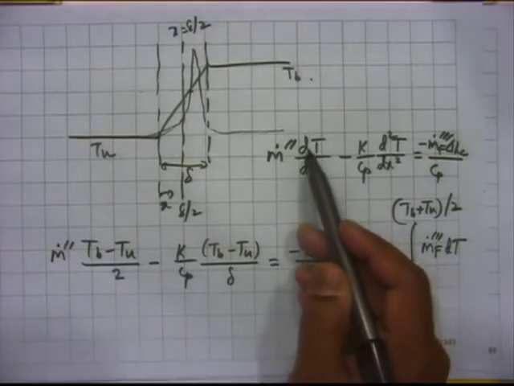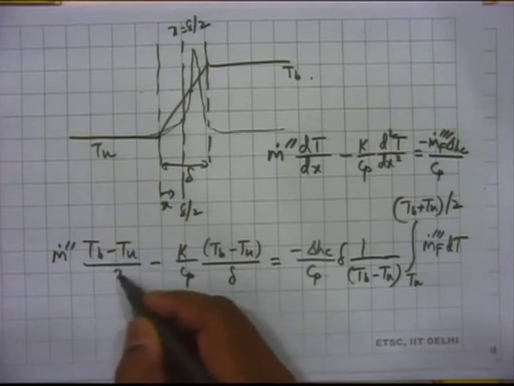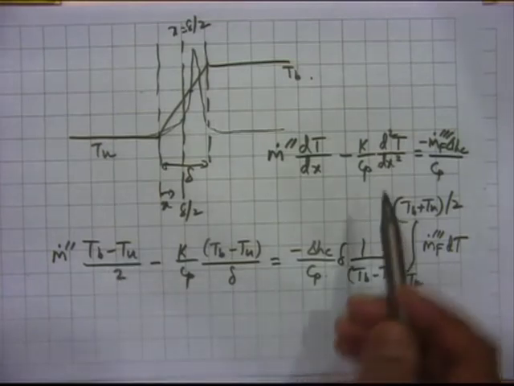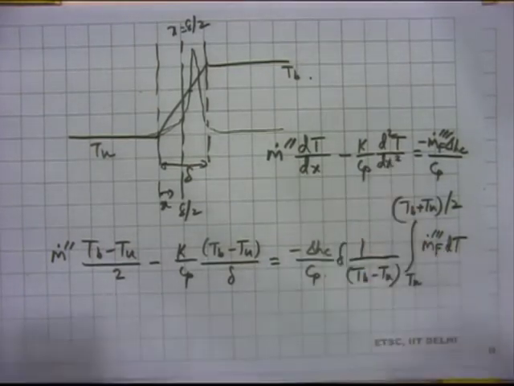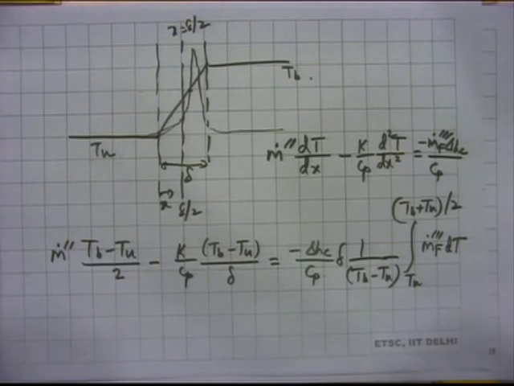So, after integration it will become m dot double prime into temperature at delta by 2 minus temperature at minus infinity, correct. What is temperature at delta by 2? Temperature at delta by 2 is Tb plus Tu by 2, okay. So, Tb plus Tu by 2 minus Tu, that is why we got this, correct. And the second term minus k by Cp d2T dx2 on integration gives you dT dx, and that dT dx at delta by 2 minus dT dx at minus infinity, that will give you Tb minus Tu by delta. dT dx at delta by 2 is Tb minus Tu by delta. Okay, so we got all this, and the right hand side will actually be equal to 0.